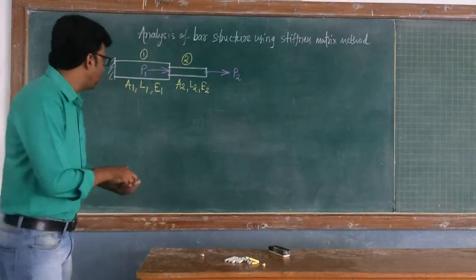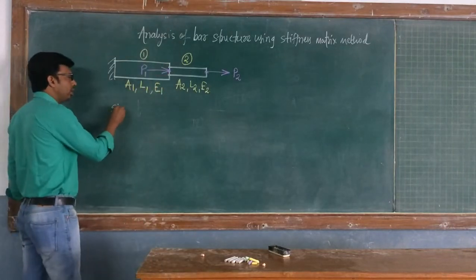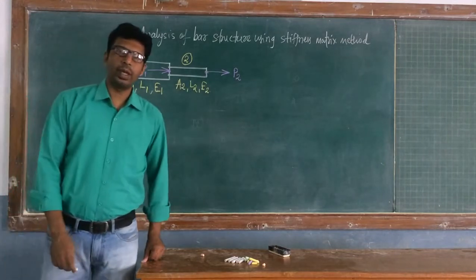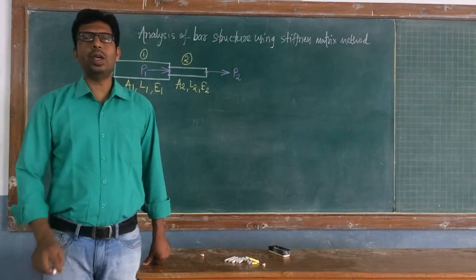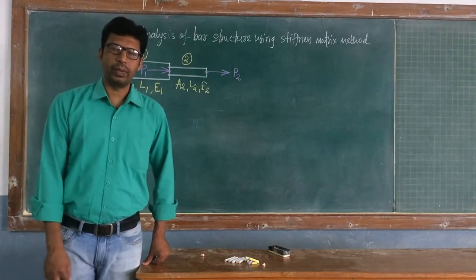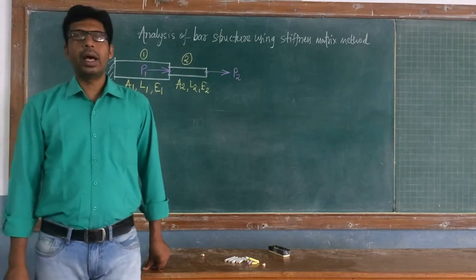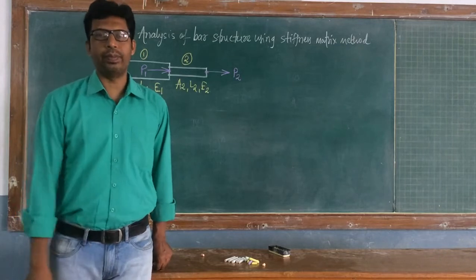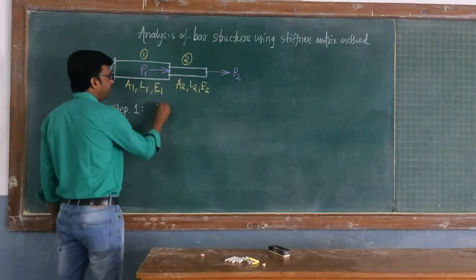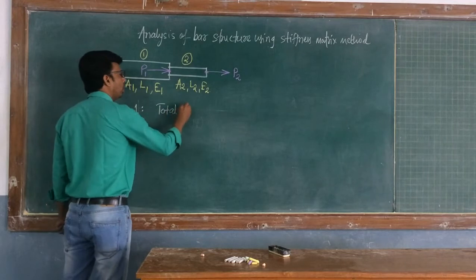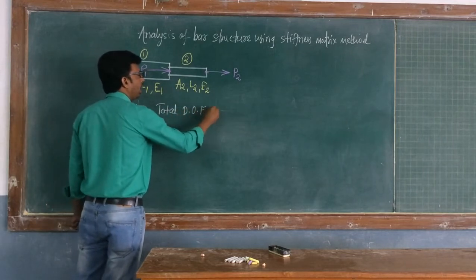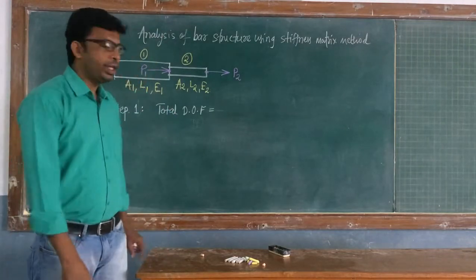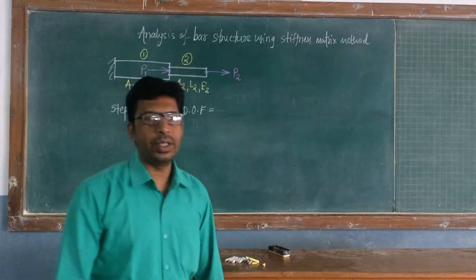Okay. So step number 1. Step 1 in the solution is to find out the total degrees of freedom in the bar structure. Degrees of freedom means kinematic indeterminacy of the given bar structure. Okay, that is the first step. Total DOF. DOF stands for degrees of freedom, which is also called kinematic indeterminacy.